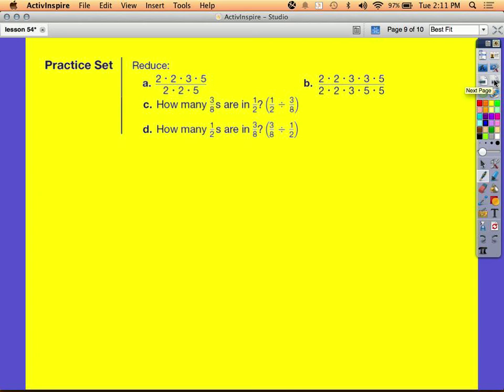So go ahead and do the practice set. Remember for A and B, we're going to cross out numbers that are the same on top and bottom, fractions of 1. And for the division problems, don't ask why, flip the second fraction and multiply. So go ahead, do those 4 problems, and come back to class with any questions you may have.